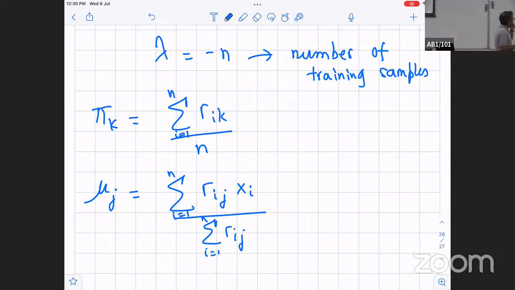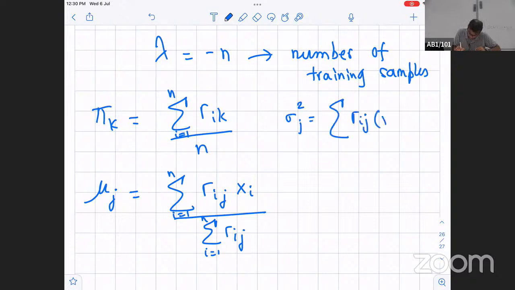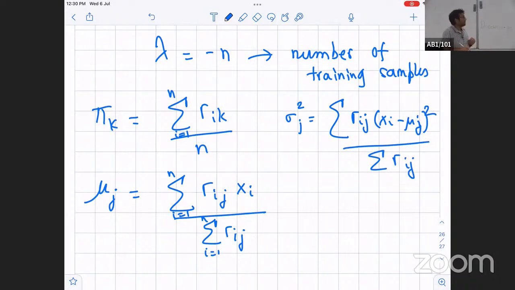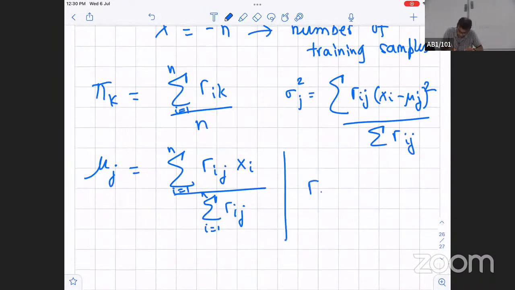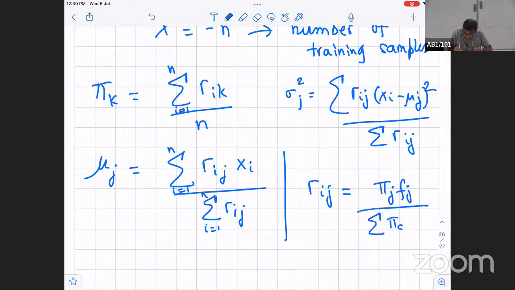Okay, and then sigma j squared, if you solve for this, will be... So these are the three things that we will get if you solve, but there is a problem. So what is gamma ij? Let me just remind you what gamma ij is. Gamma ij is equal to pi j fj divided by summation pi c fc. Remember, this is the substitution we had originally put, right? So what is the problem now?